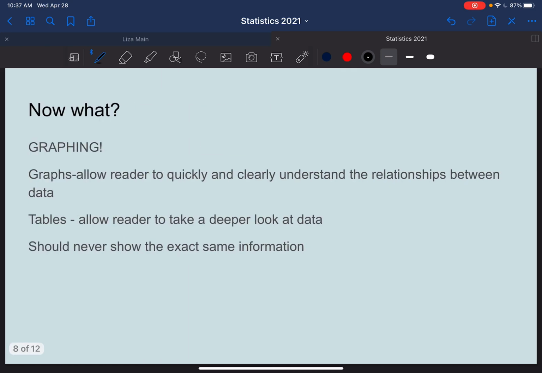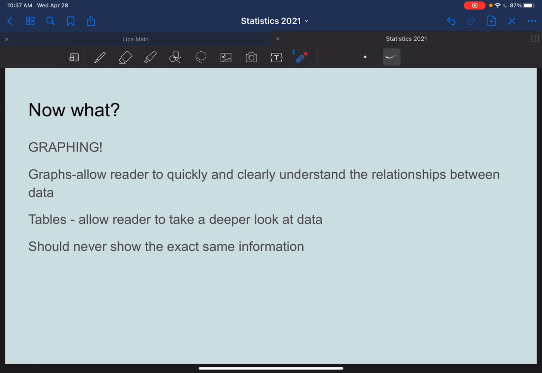So now what? We got to make graphs. So why do we make graphs in the first place? A graph has a specific need. It's not to quote unquote show data. If you just want someone to look at your actual raw data, you use a table. That's what tables are for. They look at the data more deeply.